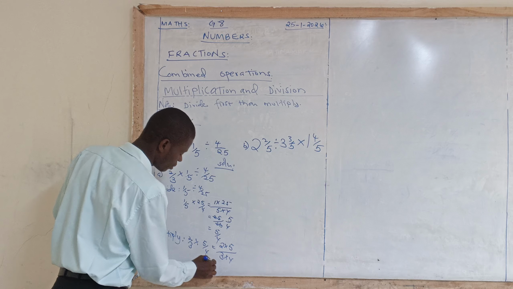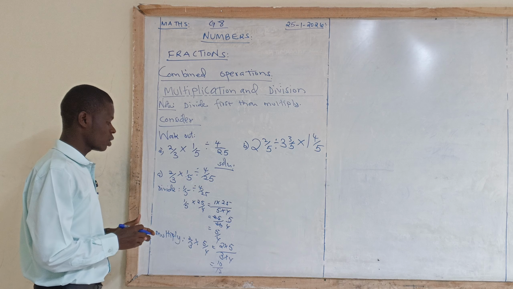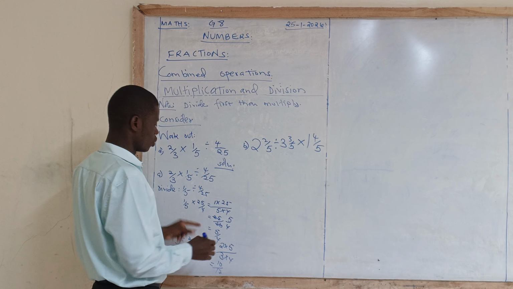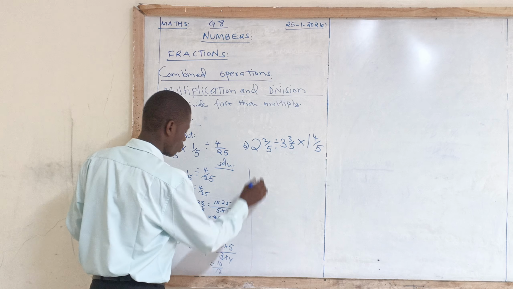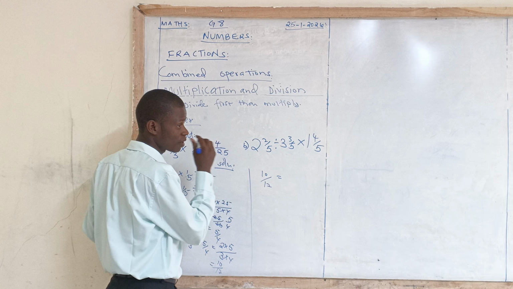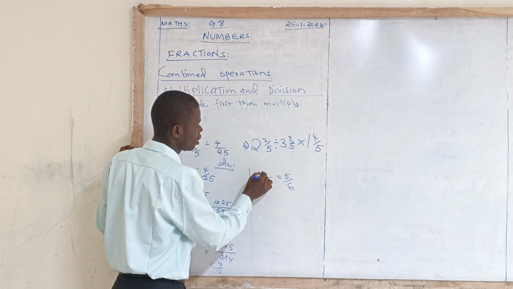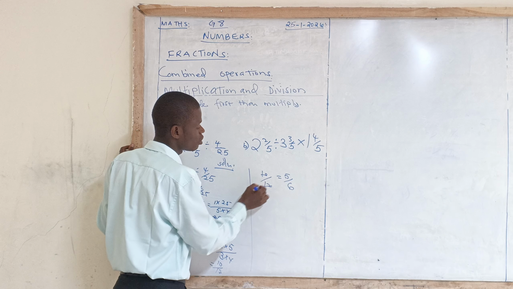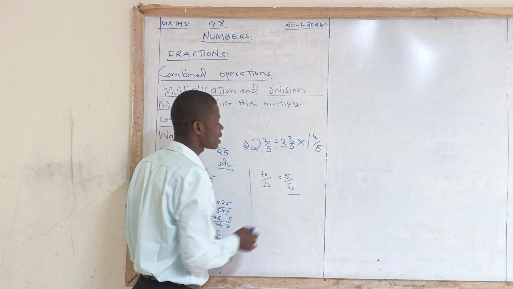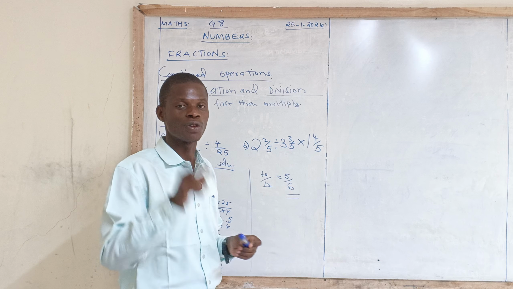So 2 times 5, what do you have? This is 10. 3 times 4, this is now 12. So here we have now 10 over 12. Simplify. Which number can divide this and this? Start with the 2. 2 divides 10, 5. 2 divides 12, 6. So is there a number? 5 is a prime number. There's no number. So our answer is 5 over 6. Do you understand? If you don't understand, let me know.